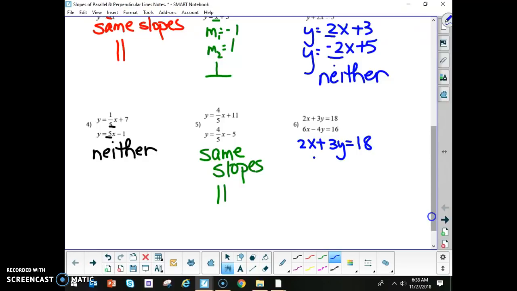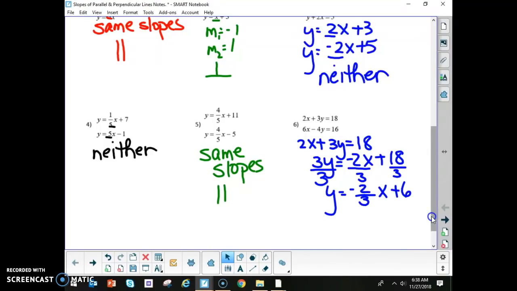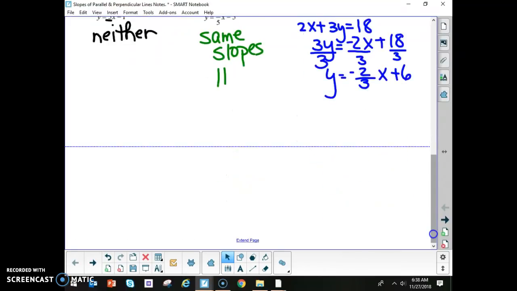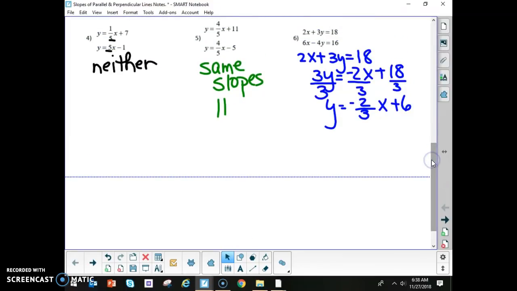In example 6, I have to solve for y. So on the first one, I'm going to subtract 2x from both sides. Then I'm going to divide each term by 3. So y is equal to -2/3 x plus 6. It doesn't matter so much about the y-intercept as much as it does about the slope.